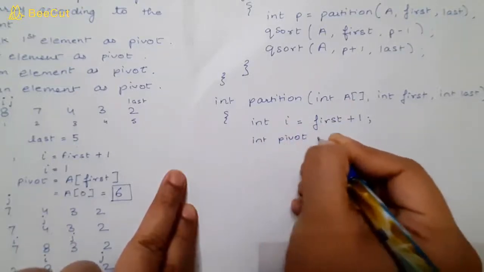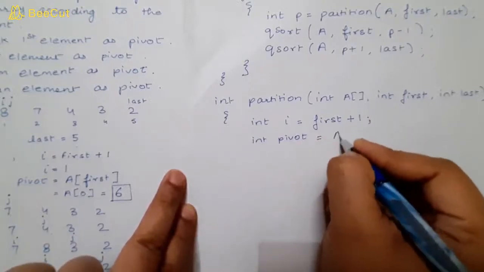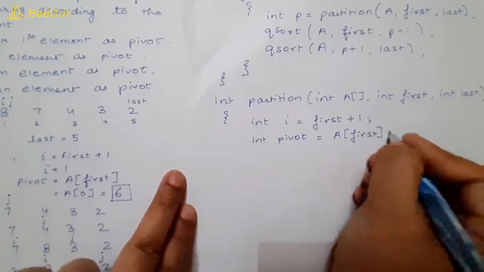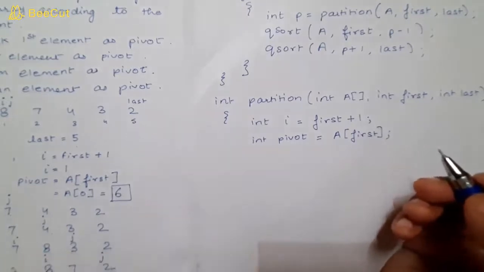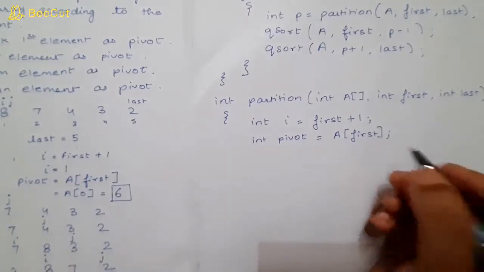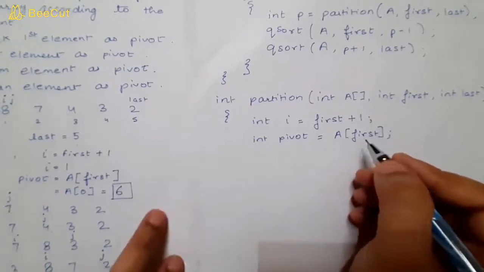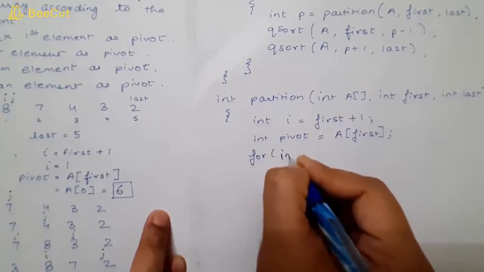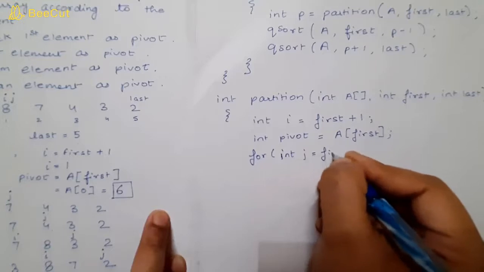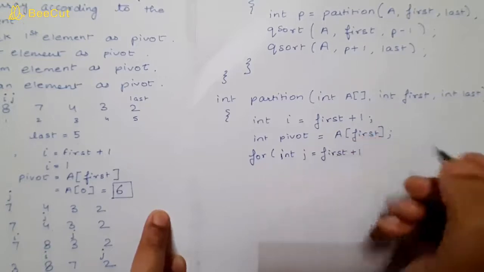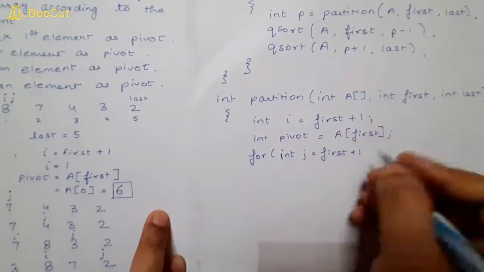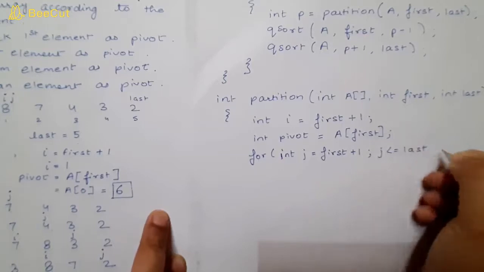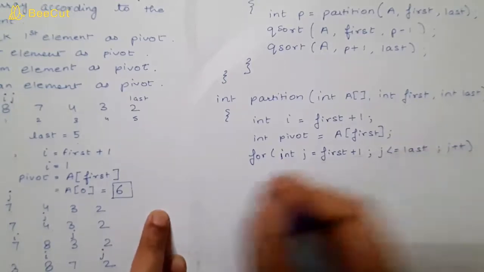So I'm writing int pivot. I'm taking one variable whose name is pivot. It's just holding the value of a of first. That means first is 0, so a of 0, the first element. In case you want to take the last element as pivot, then you have to write a of last over here. So we'll take a loop after this, and j will start after the pivot. I'm taking the first element as pivot, so from the second element I'm running this loop, and this will run to the last element, and every time I'm performing the increment operation.